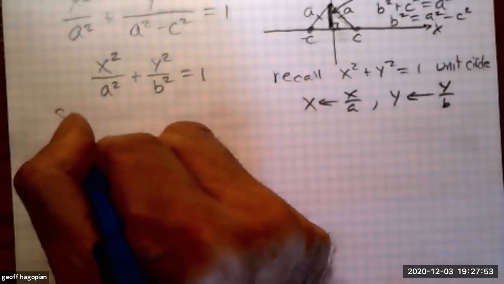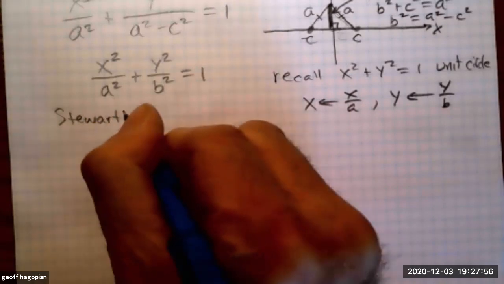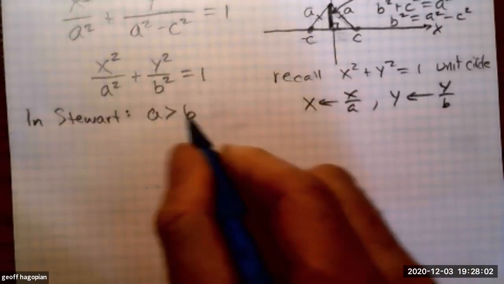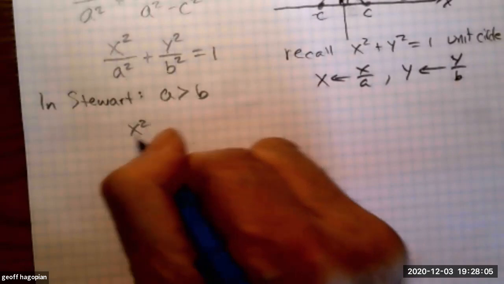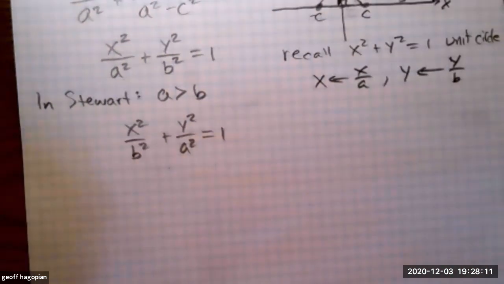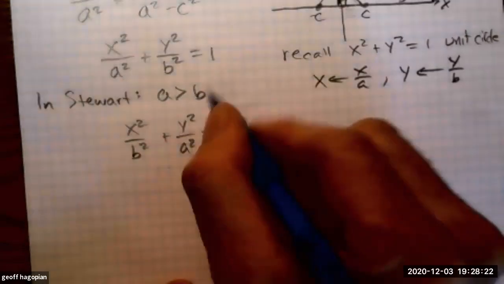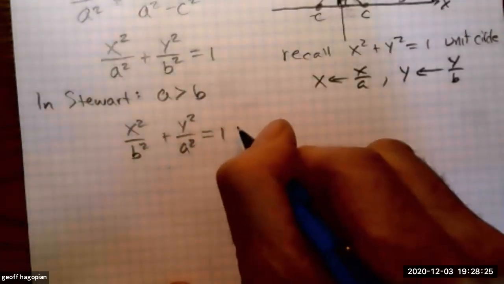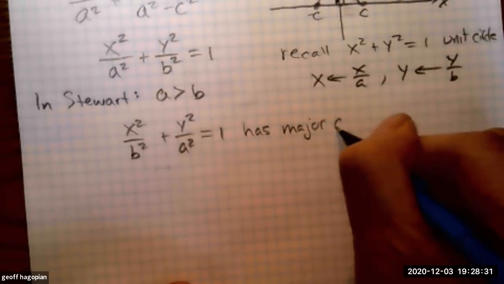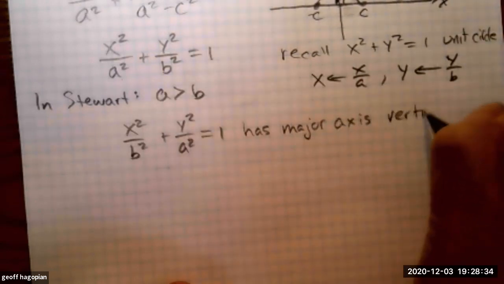Your book does a funny thing, which I'm kind of used to now. In the Stewart text, let's say A is always bigger than B. So you may have x squared over b squared plus y squared over a squared. I know that's alphabetically incorrect, since a should go with x because a comes before b. But if you have this, then the major axis is on the y-axis, right? Major axis vertical.